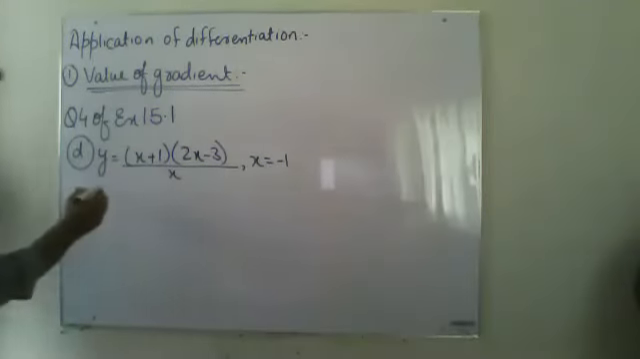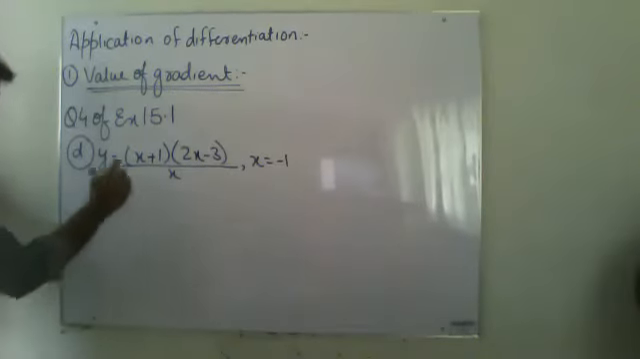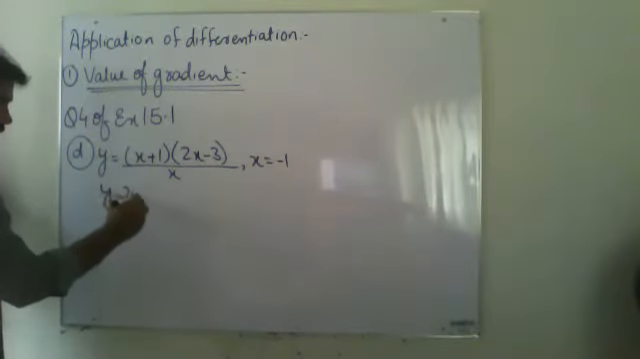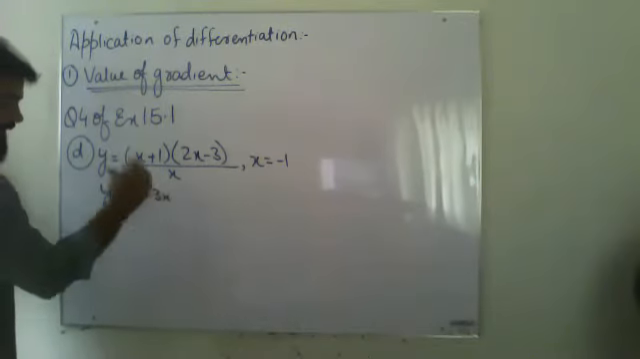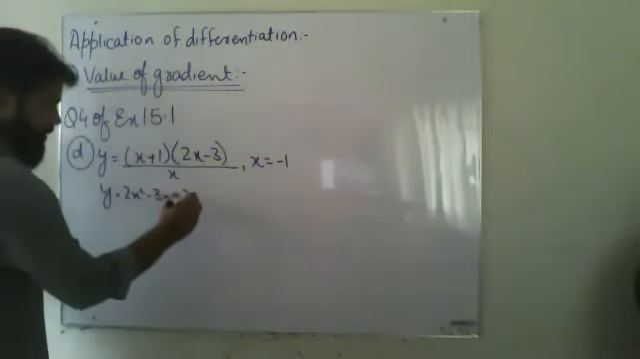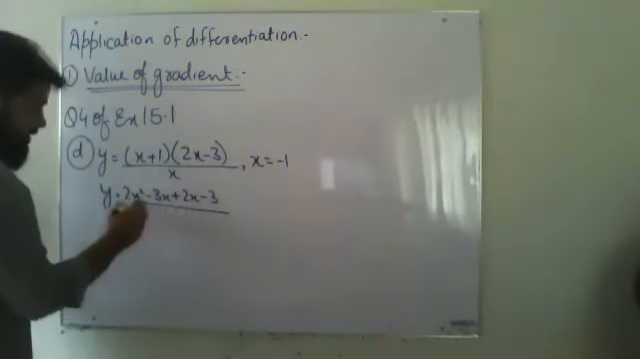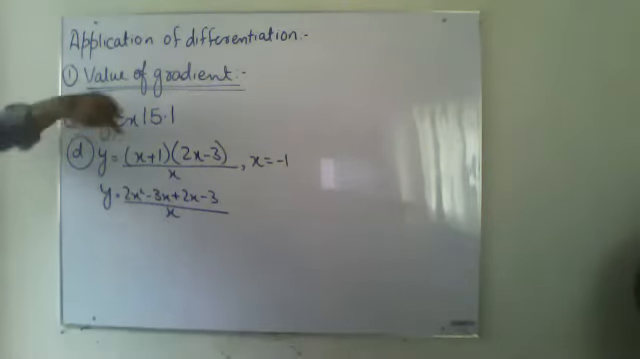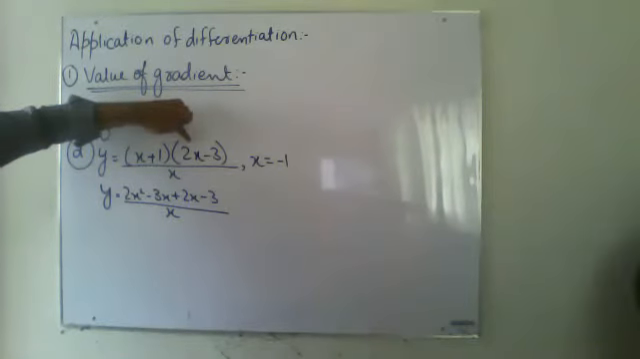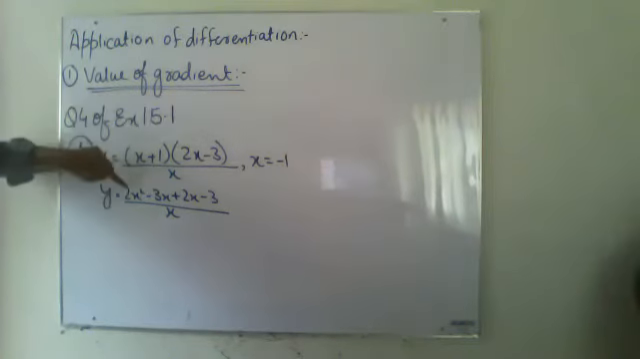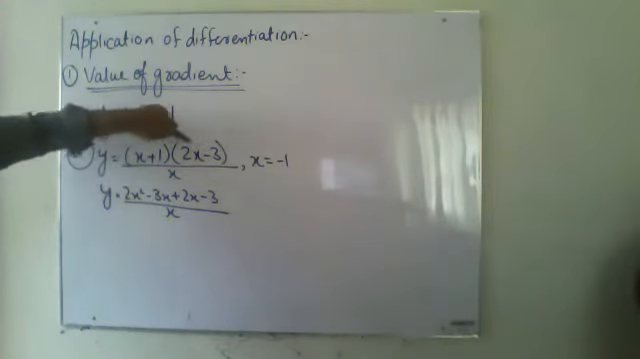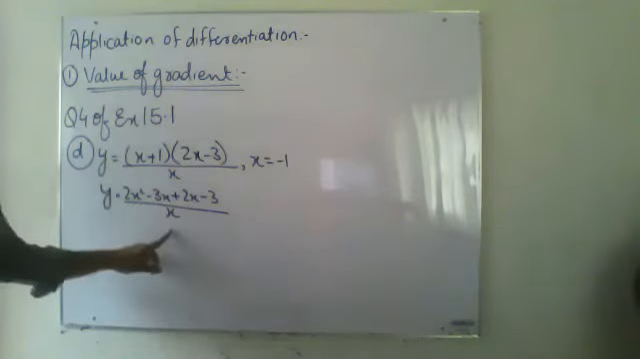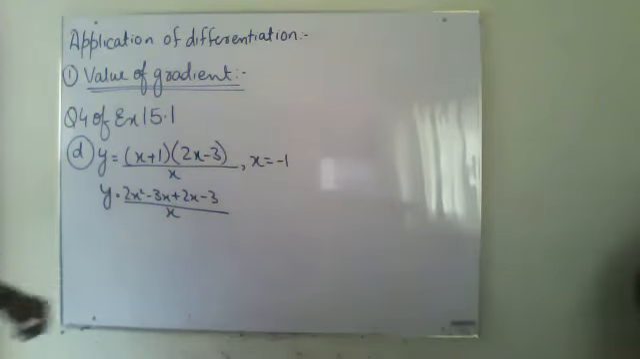Now, first of all, I'm simplifying it. y equals 2x squared minus 3x plus 2x minus 3 over x. Okay, what I have done? x multiplied by 2x is 2x squared. x multiplied by minus 3 will be minus 3x, plus 2x minus 3 over x. That's my simplified form.